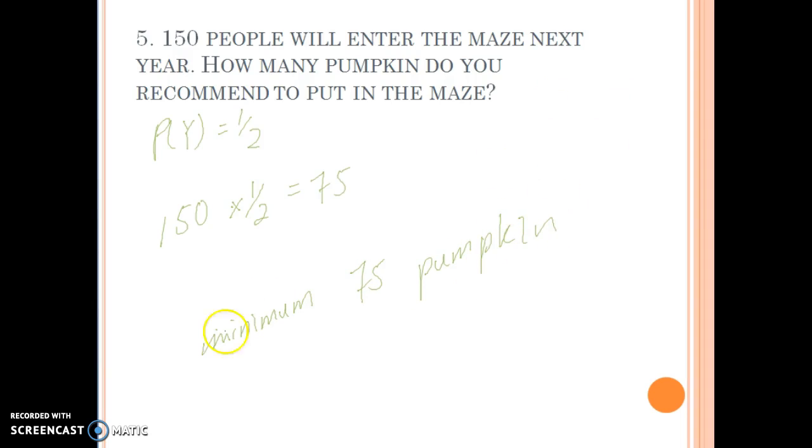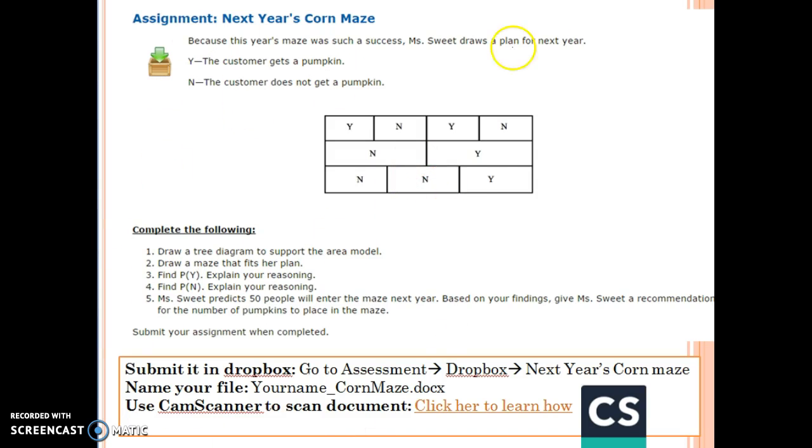Okay, the next part: here are your homework questions. You do it the same way that I did, and make sure you submit it to the Dropbox. Go to Assessment, Dropbox, and then your code maze. Name your file this way, and you can use CamScanner if you want to.